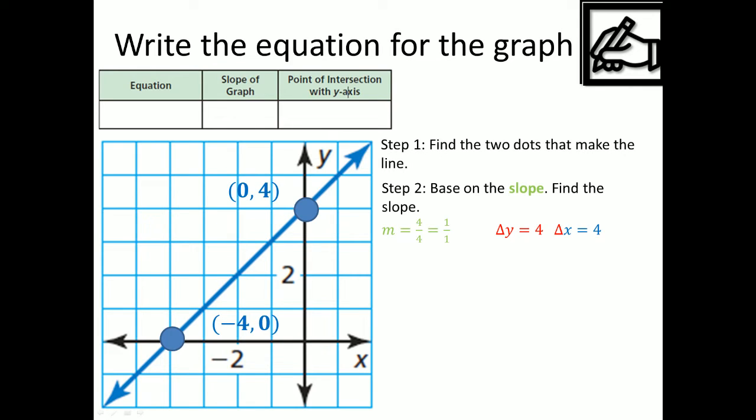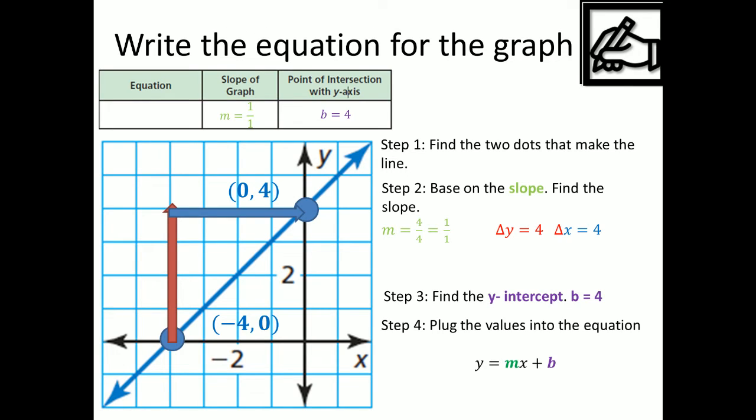Based on the slope, I find the slope. So what did I do? I went up the value of 4, then I went across 4. So you can write the slope as 4 over 4, which simplifies into 1 over 1. So the slope is m equals 1 over 1. Find the y-intercept. The y-intercept is where the line crosses the y-axis, which is 4. So it becomes b equals 4.